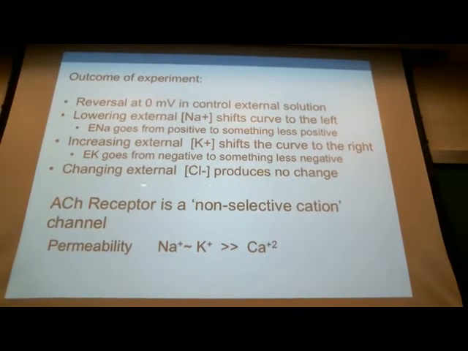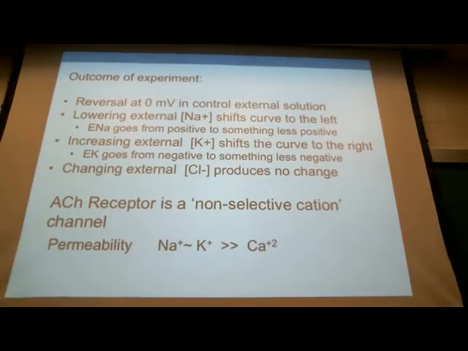Okay, and let's just say that modifying chloride doesn't do anything. We can eliminate that as a contributing factor. We can conclude from this that the acetylcholine receptor is a non-selective cation channel. It passes both sodium and potassium, roughly equally, and that's why you end up at about 0. So the permeability of the acetylcholine receptor is roughly sodium and potassium.